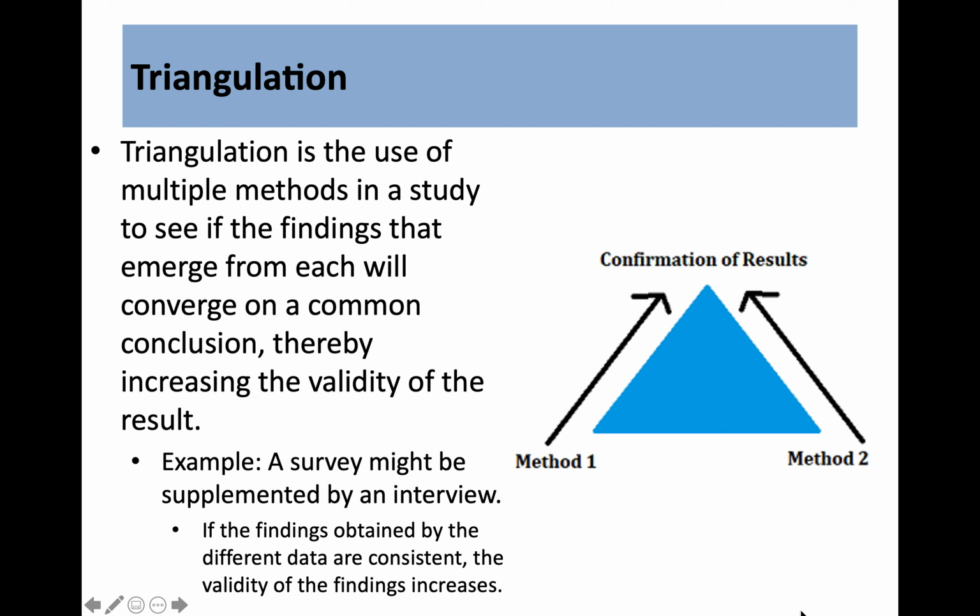Triangulation is the use of multiple methods in a study to see if the findings that emerge from each will converge on a common conclusion, thereby increasing the validity of the result. An example, a survey might be supplemented by an interview. If the findings obtained by the different data are consistent, the validity of the findings increases.